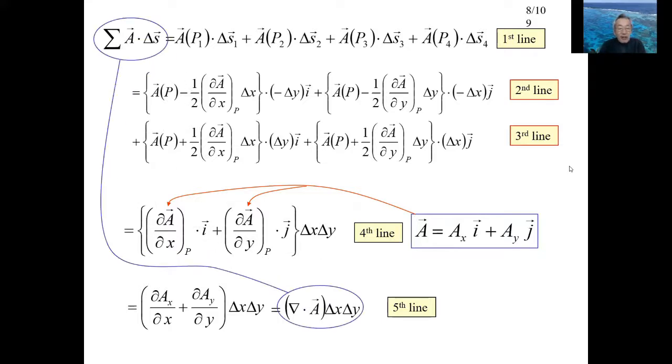From the comparison of the first line and fifth line, it is found that the surface integral can be expressed by the volume integral, but this relationship is obtained for a small element. Therefore, the Gauss theorem has not yet been fully proved, because the Gauss theorem is not a theorem for a small element, but holds for a large volume. Let's move on to the final stage of the proof in the next slide.